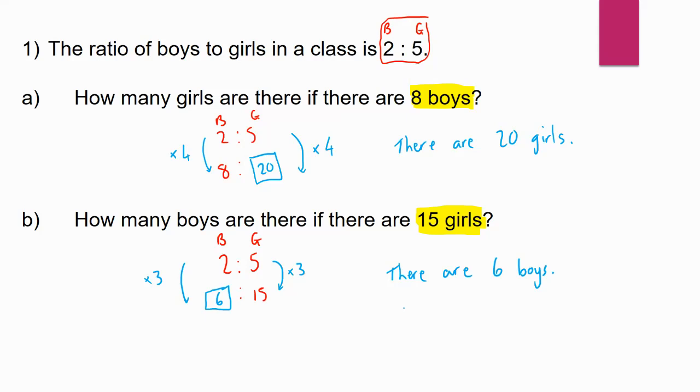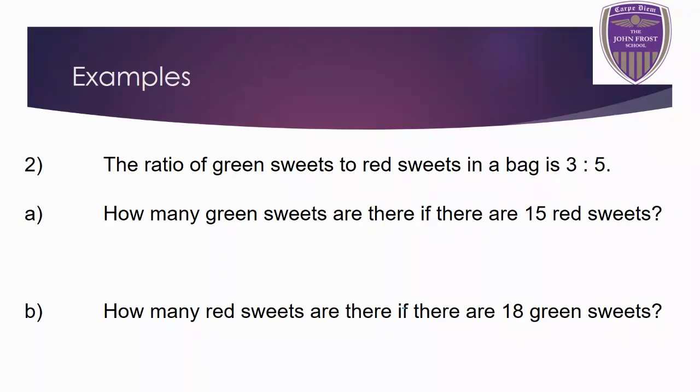Okay, welcome back then. Let's have a look at a second example then. So in this example, the ratio of green sweets to red sweets in a bag is 3 to 5. And again, the order in this question is really, really important. So green sweets comes before red sweets. So the 3 parts of the ratio represents the green sweets. The 5 parts of the ratio represents the number of red sweets.